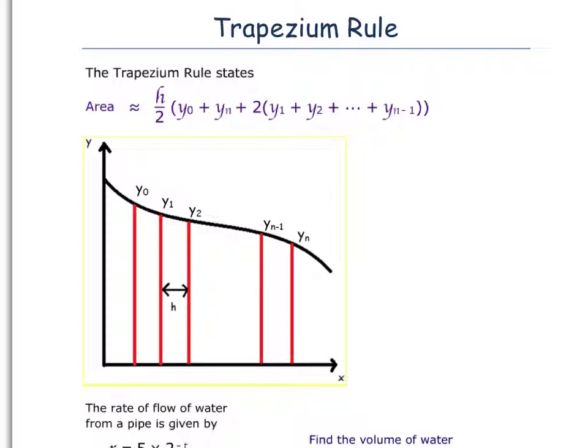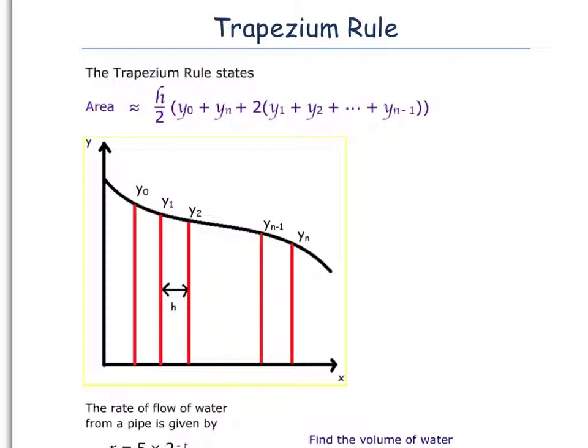It's the height divided by 2, in brackets, the first y value plus the last value plus 2 lots of all the other y values. And that is what is shown in our equation here. Now, what do all these bits relate to? Well, the h is the constant height of all the trapeziums. So it could be 0.5, it could be 1, it could be 2, but it's going to be constant for all the trapeziums.